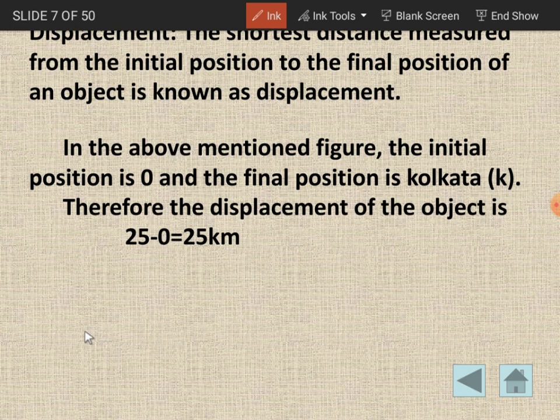So for that example, O is the initial position which is marked at 0, and Kolkata is the final position, which is marked at 25, that is 25 kilometer, right? This is the initial position and Kolkata is the final position. So if you draw a shortest line, a straight line joining the origin O and Kolkata, with an arrowhead from the initial to the final, the magnitude will be 25 kilometer. The length of this 0 to 25 will be 25 kilometer, and the direction will be from your starting point to Kolkata. Got it?